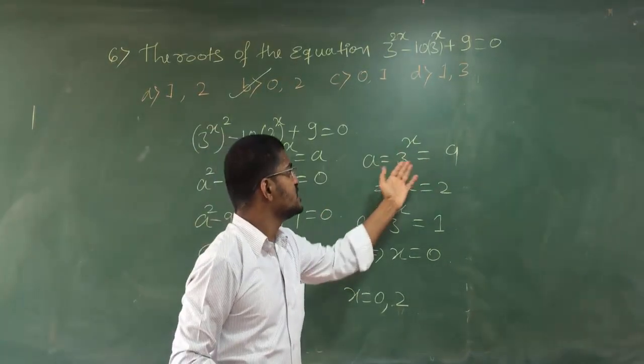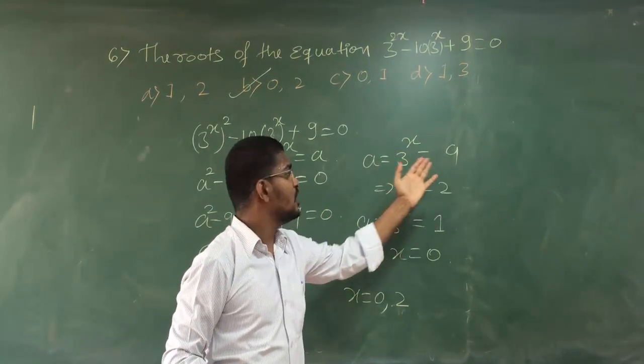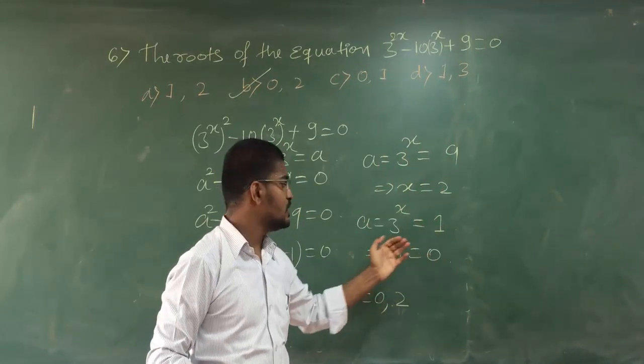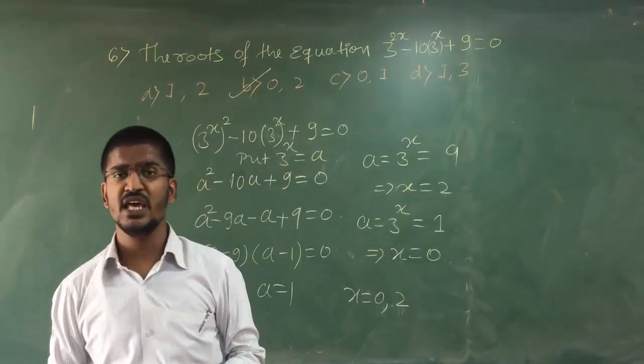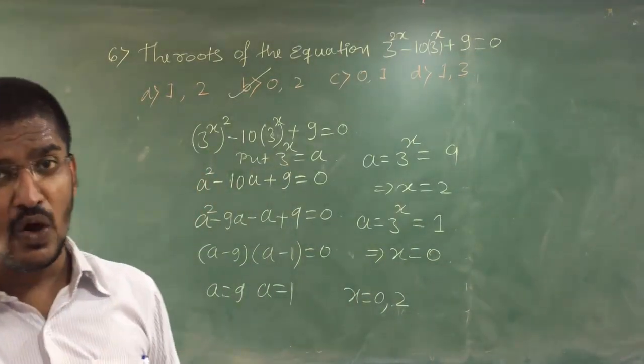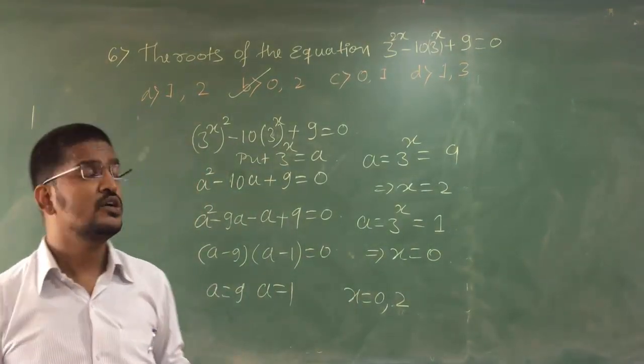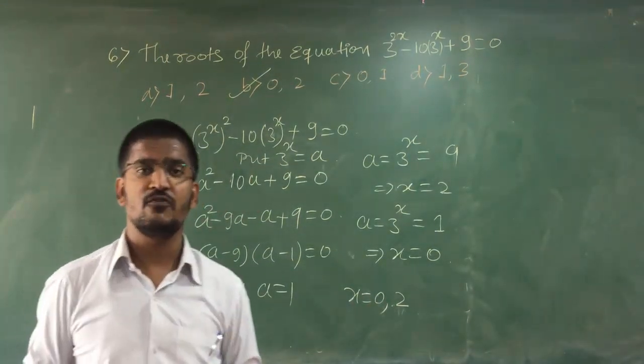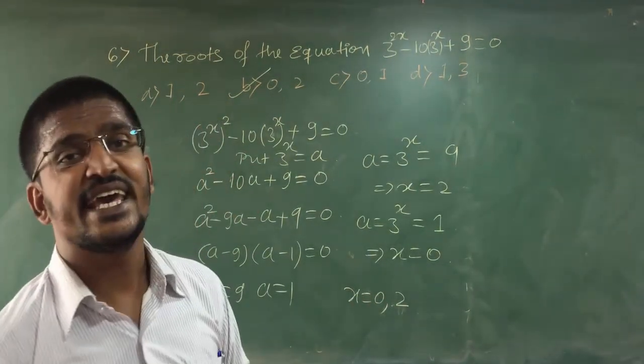If you simplify this, 3 to the power of x equal to 9, x will be equal to 2. 3 to the power of x will be equal to 1, that is nothing but x equal to 0. So x is 0 and 2. Therefore 0 and 2 is your answer for question number 6.